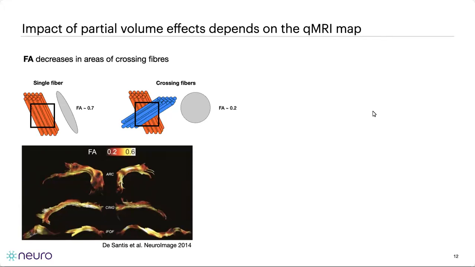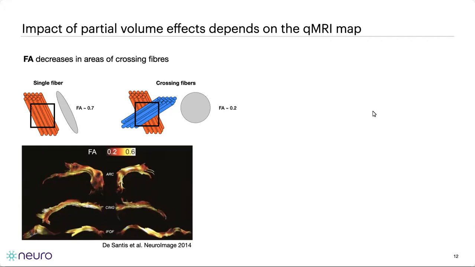One fiber population, FA 0.7. As soon as you're in a voxel where you have 2 fibers crossing, your FA will dive down, right, to like 0.2. So what we see here, this is work by Sylvia De Santis and Derek Jones' group. They're basically projecting the FA onto a bunch of different reconstructed tracts in the brain. And you can see how that FA varies, and dips to really low values in areas where those tracts are crossing or kissing another tract in the brain.